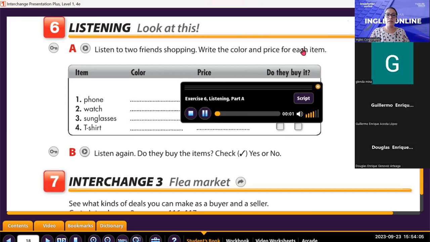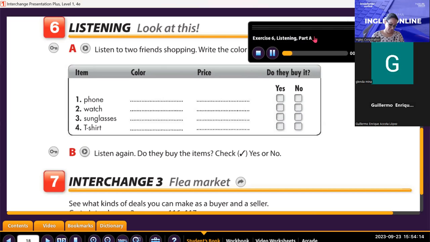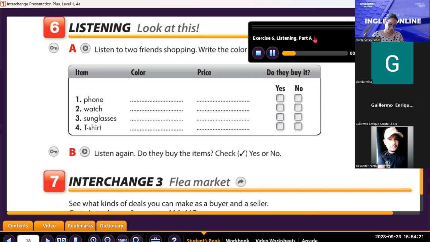Page 18, exercise 6, listening. Look at this. Part A. Listen to two friends shopping. Write the color and price for each item. 1. Look at this. It's so cool, and it's purple. It's nice, but you have a cell phone. How much is it? Let's see. Wow, it's expensive. It's $399. I guess I don't really need it. Let's go.